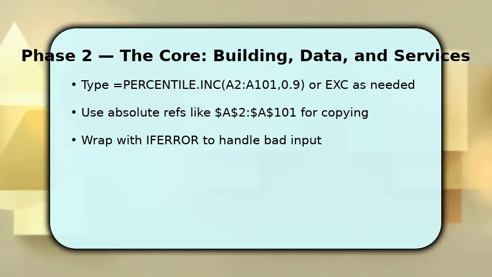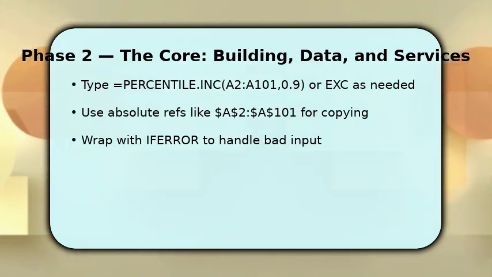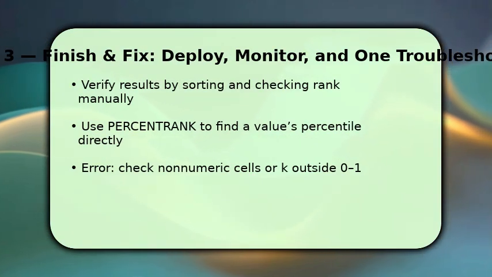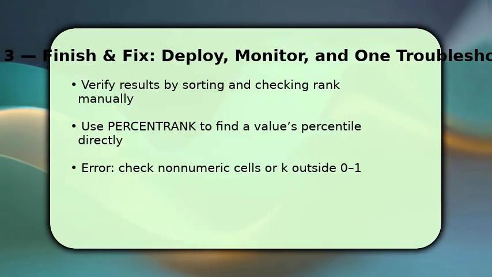The function interpolates between values when k doesn't land on an exact rank, which gives a precise percentile rather than a simple nearest neighbor. Finish by confirming and guarding results. To verify, sort a copy of the data and inspect the approximate position for that percentile.